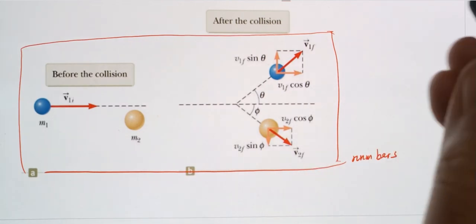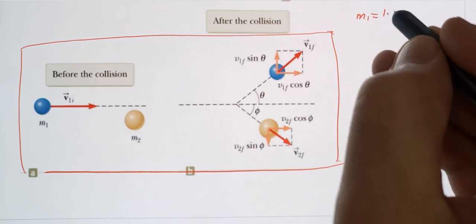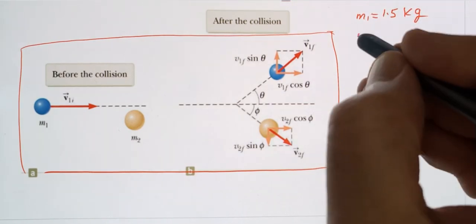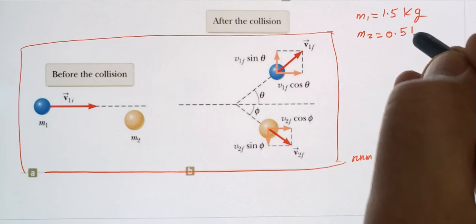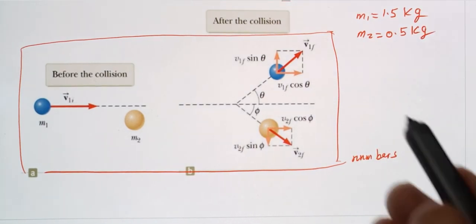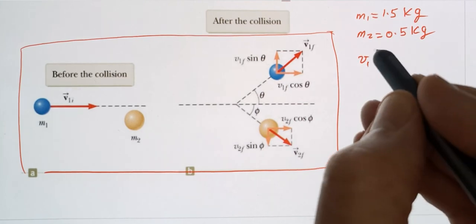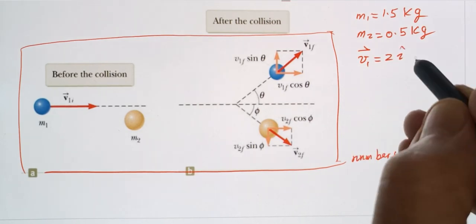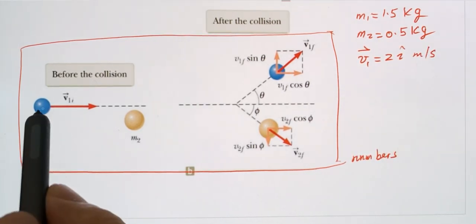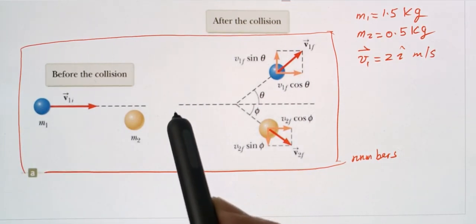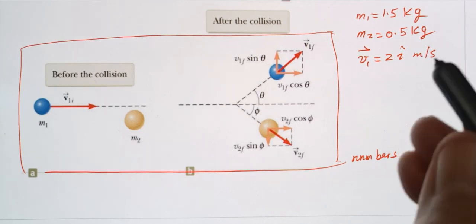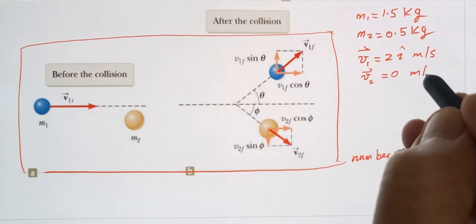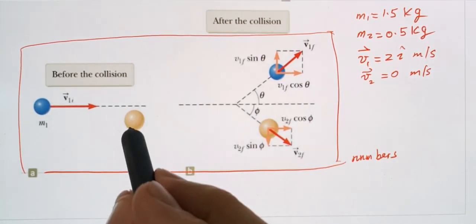M1 is equal 1.5 kilogram, while M2 is equal half a kilogram. V1 is equal 2 in the i direction, meter per second. So it's moving from left to right. V2 is equal 0 meter per second. So this object is not moving.